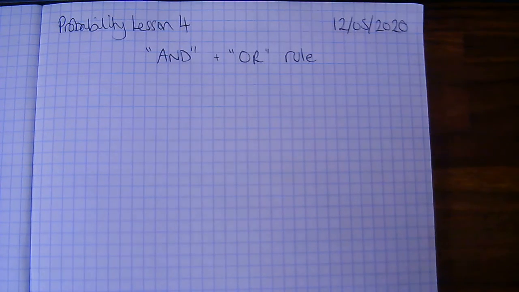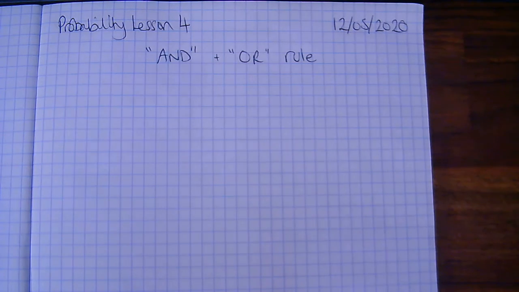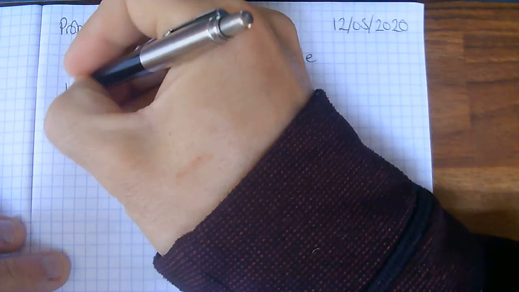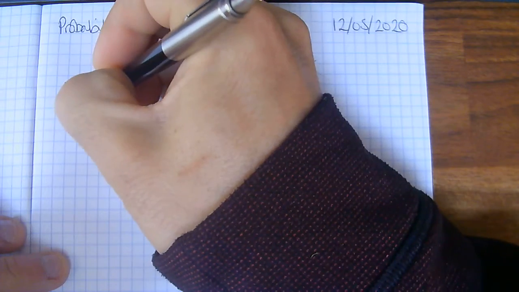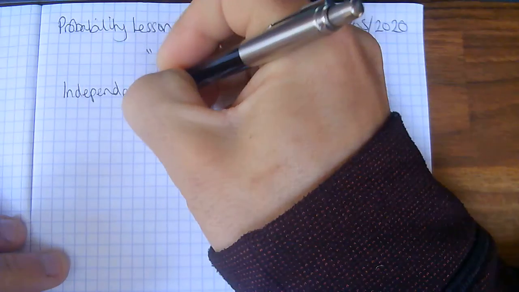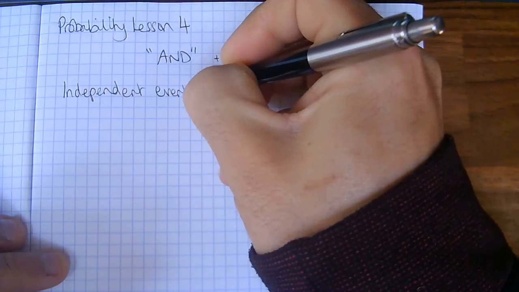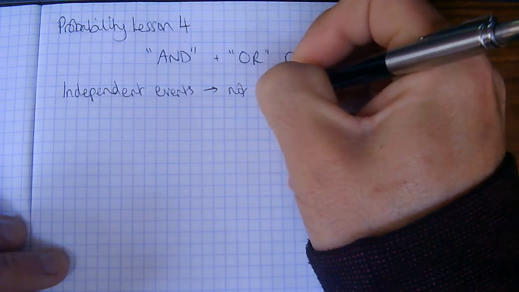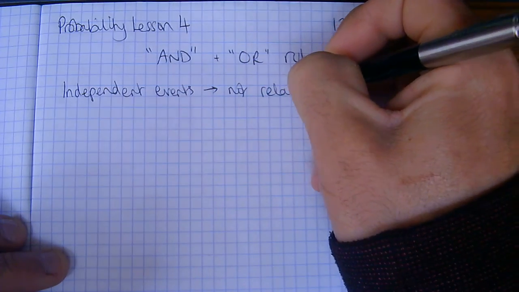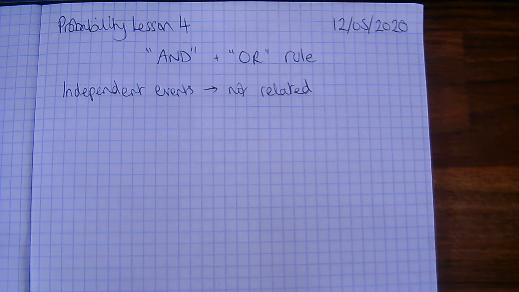Good morning Year 10. We're moving on today with our probability, and it's lesson 4, and we're going to do something called the AND or OR rule. Now this only works when events are independent of each other. That means not related. So if you're making some notes, we need independent events that are not related to each other. An example would be flipping a coin and also rolling a dice. Whatever happens on the coin doesn't affect what happens on the dice, so they're independent.